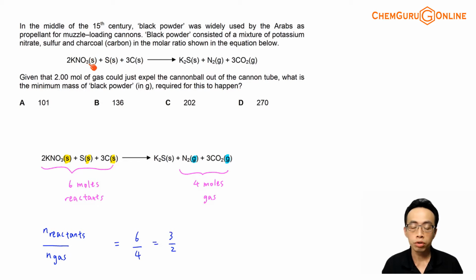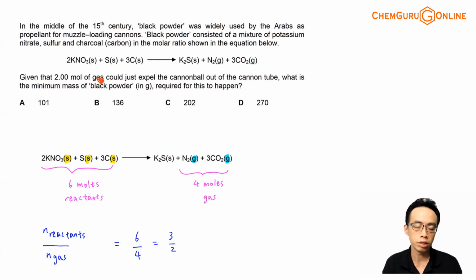dioxide gas. So the question says that given that 2.00 mole of gas could just expel the cannonball out of the cannon tube, what is the minimum mass of black powder in grams required for this to happen? And we are given 4 options A, B, C, D. So we want to calculate the mass of black powder required to produce 2.00 mole of gas. Of course, the topic tested in this question is on mole concept.